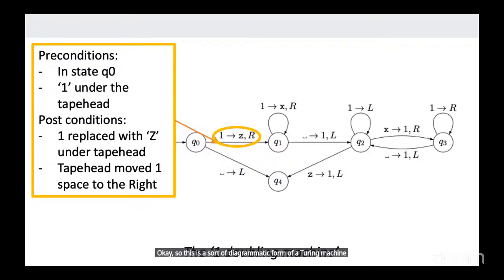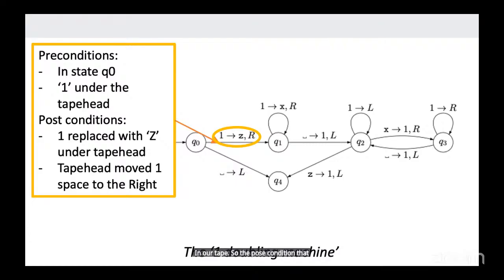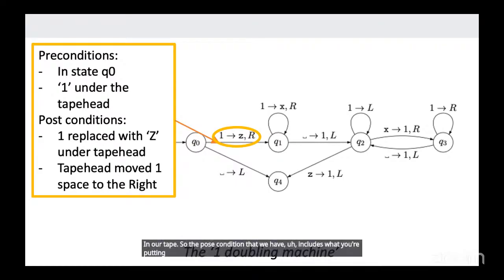I'm not really going to talk about this too much. It's similar to what we've seen for other machines, but now we have the ability to move left and right in our tape. So the post condition that we have includes what you're putting on the tape, but also how you're moving the tape head after you make that write.